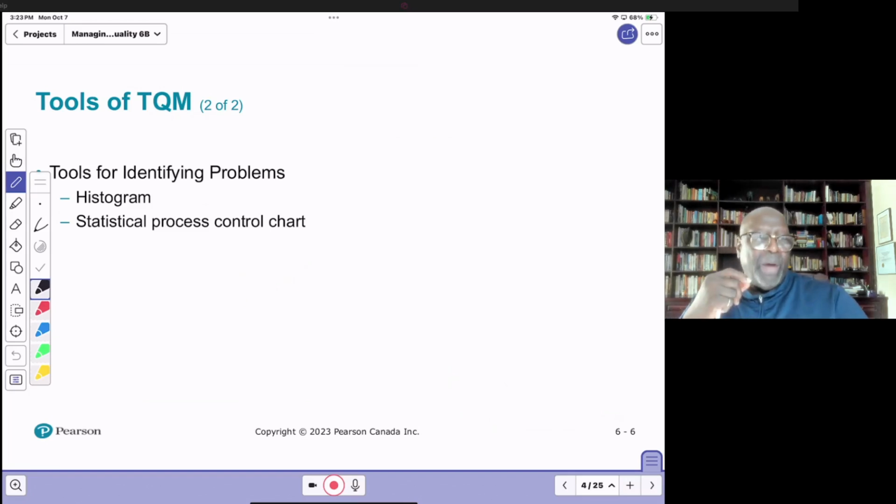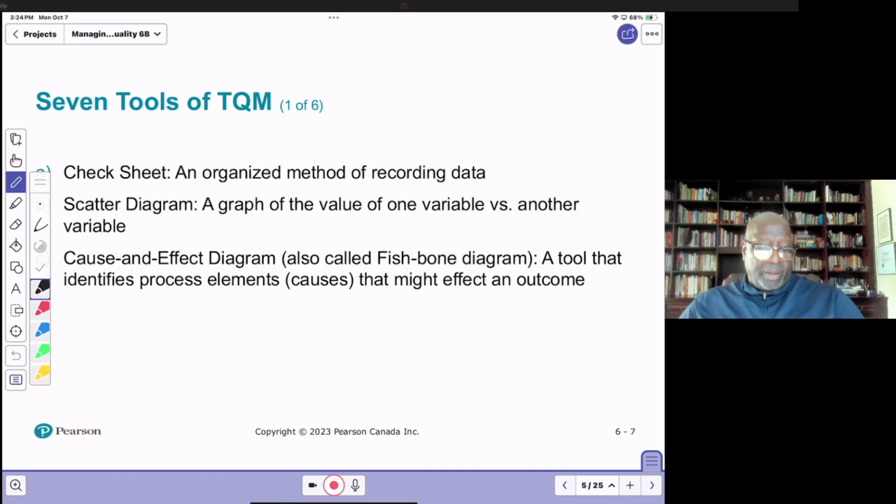If we want to identify problems, then we could use things like statistical process control charts, because they allow us to identify when things are out of order, in other words, outliers. And then histograms could also allow us to take a look at the shape and see whether or not we have these extreme values as well. So let's learn a little more about some of those.